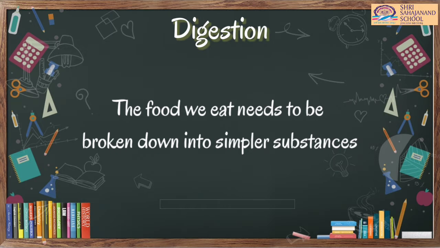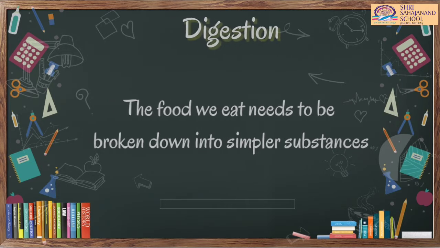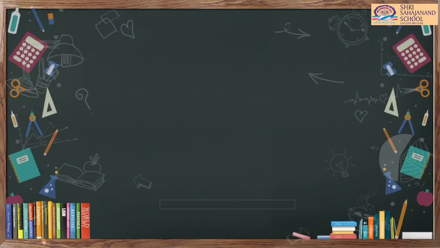And now someone will ask, sir, what are nutrients? Nutrients are nothing but substances which give strength to our body and help us to grow. That substance is known as nutrients. So in digestion, the food we eat is broken down into simpler substances. Is it clear, Bacha Party? What is digestion and the definition of digestion?